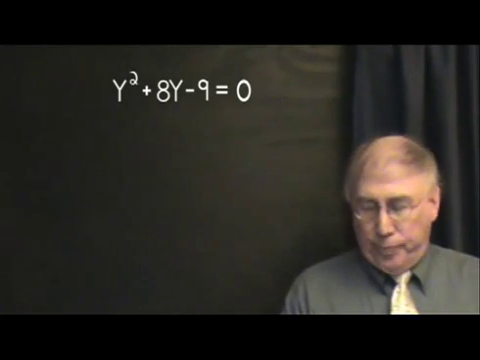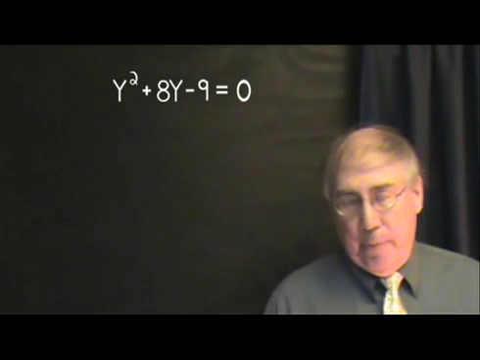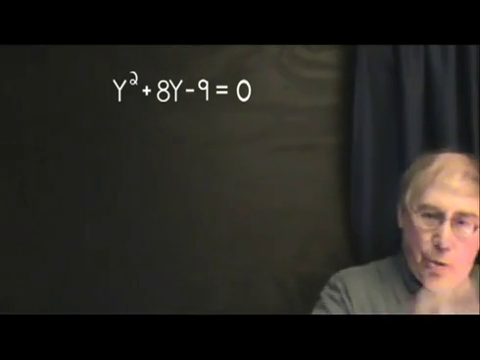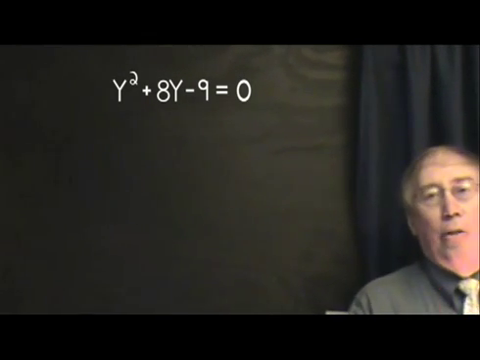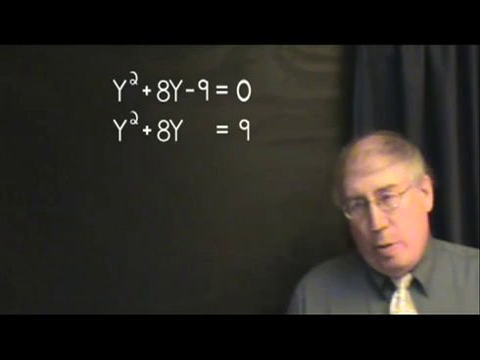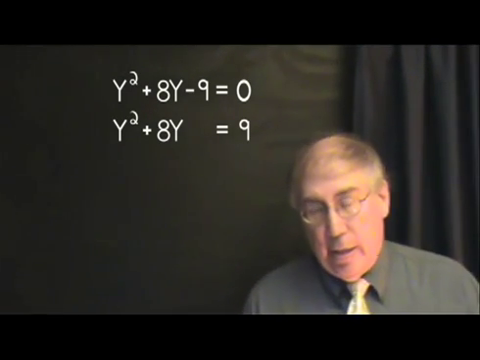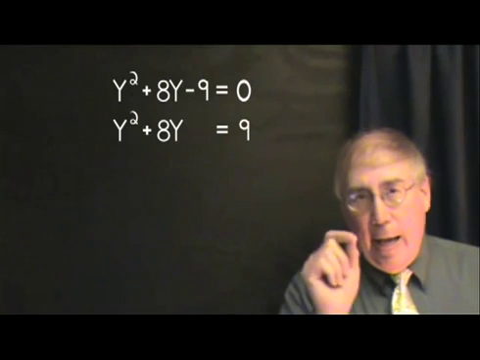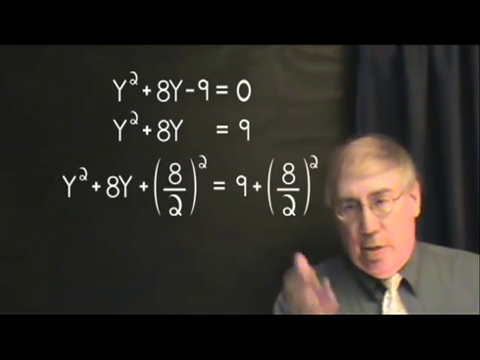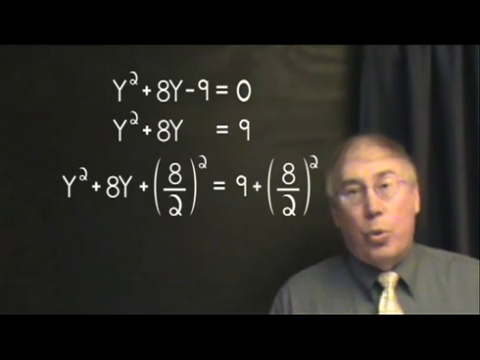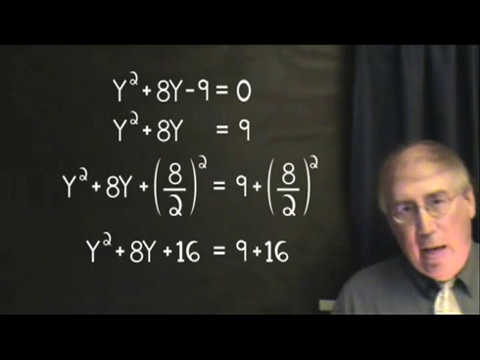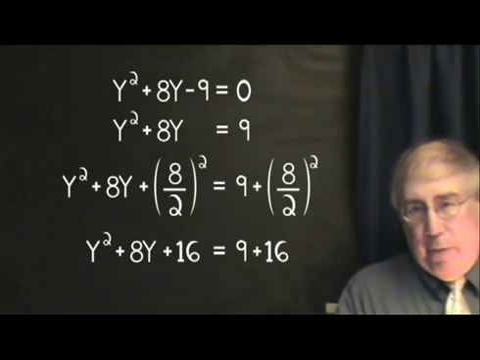Okay. Here's our first problem. Now, what we want to do is get a perfect square involving y on the left-hand side. So, what I'm going to do is add 9 to both sides. Now, I'm going to take 1/2 the coefficient of y, 8, so we get 8 over 2, and square it. And then you add that to both sides. That will make the left-hand side a perfect square.